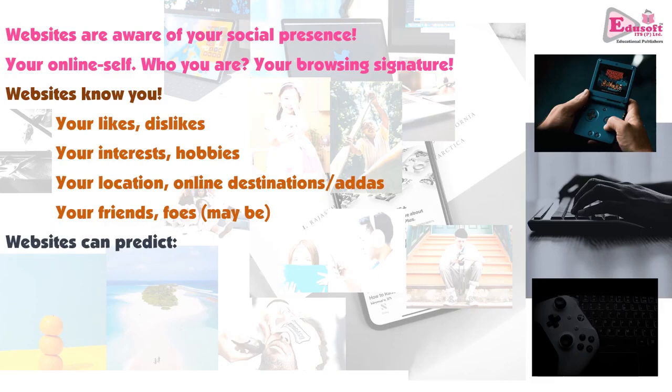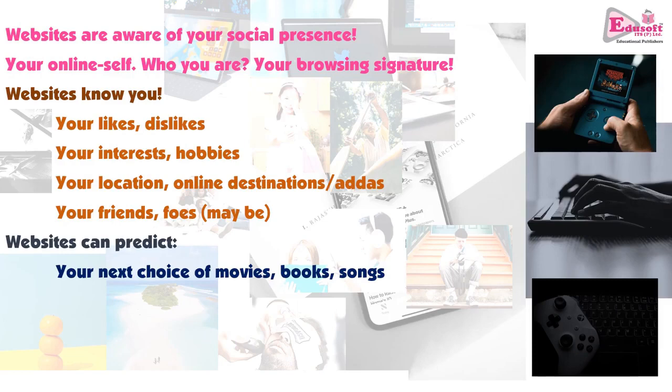Because of all this awareness, because of this entire intelligence regarding ourselves in the form of various data sets, websites can predict. What can they predict? They can predict our preferences for the next movie or the next book or the next song we are going to subscribe to. What would that be? They can figure it out by looking at the data which has been generated by us.